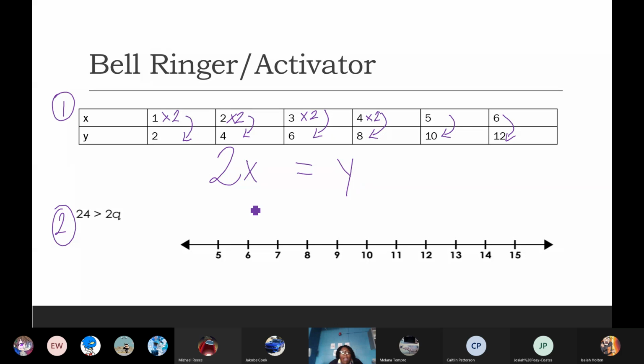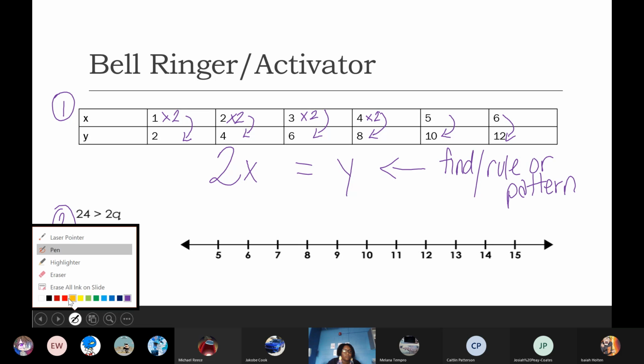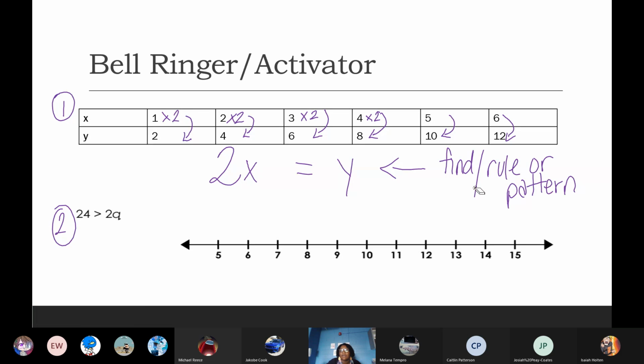So to write an equation for this chart is basically to find our pattern or rule that the XY chart follows. That's what we want to look at here. Okay. Thank you for your help, Milena.